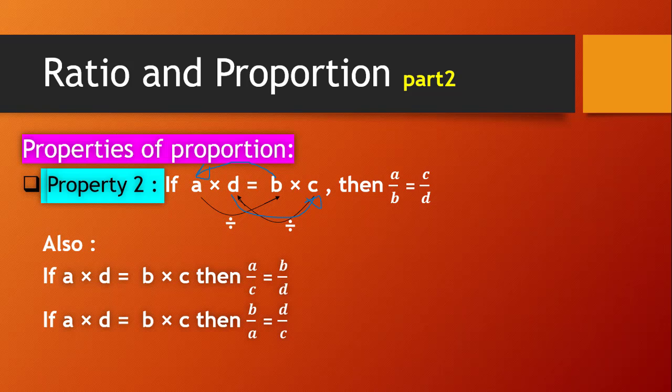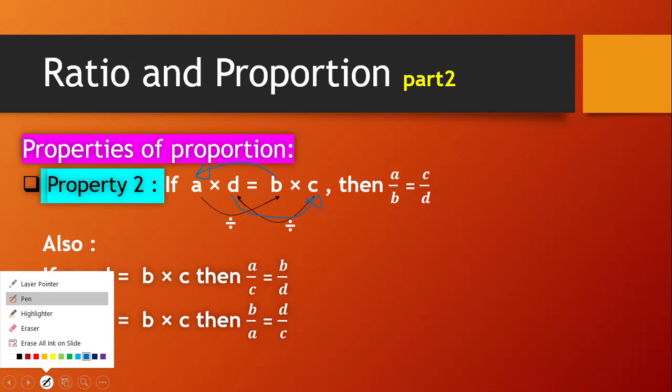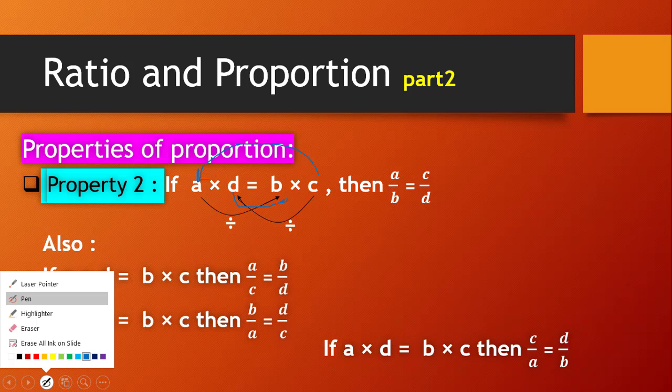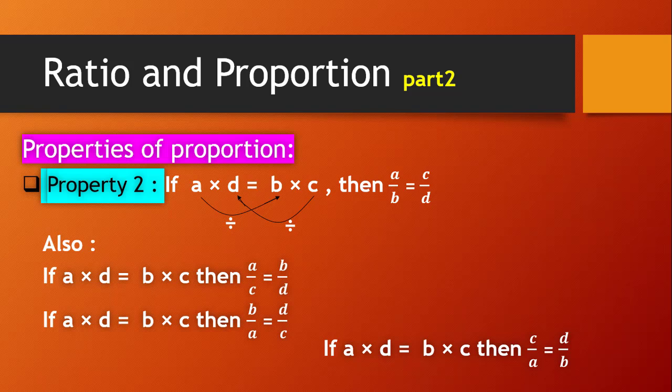So we have new relations. We can use them in proportion. And also we have another one, C over A equals, of course, D over B. We can use all the relations to solve problems in proportion.